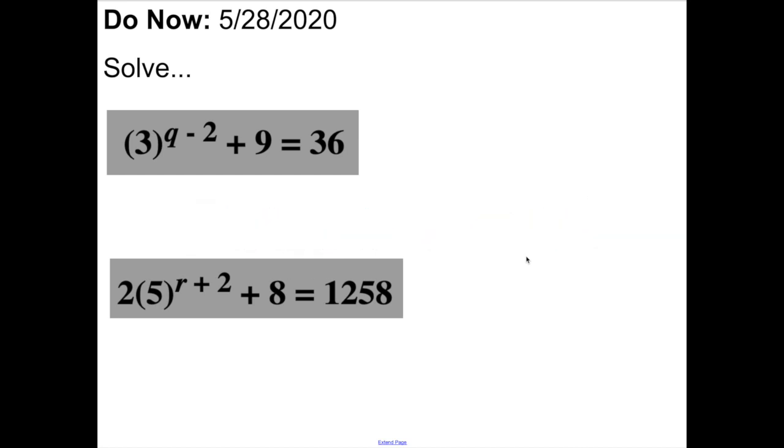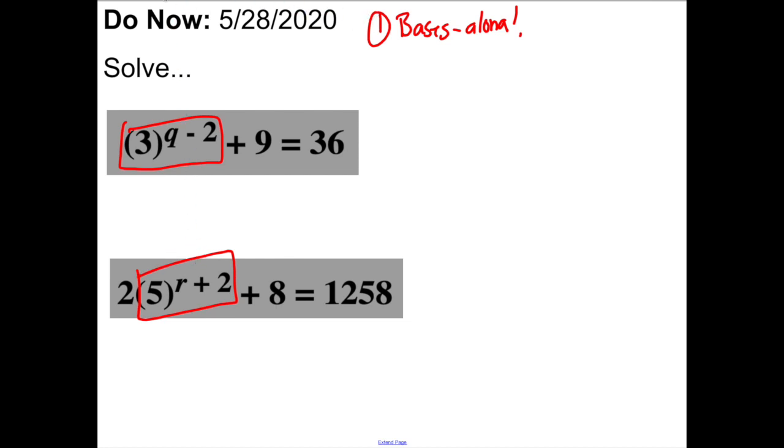All right, so remember, first, basically it breaks down like this. Step 1: we want bases alone. So you want to get the thing with the x or whatever in the exponent alone. So this is the base you want to get alone, and that's the base you want to get alone there.